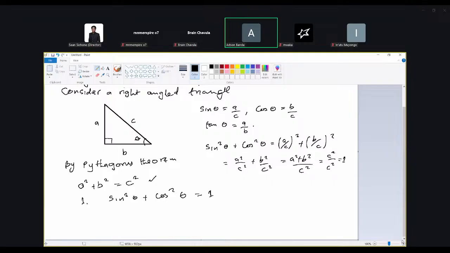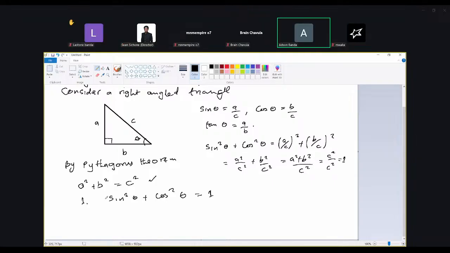The next identity, of course, that we can get is just a question of rewriting identity number 1 as follows. Identity number 2 will just be sine squared theta is equal to 1 minus the cosine squared theta. So that is the second identity.